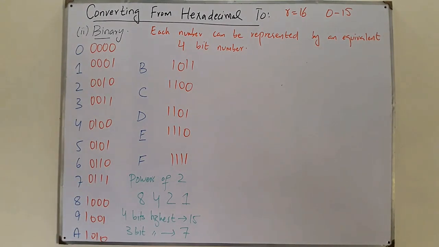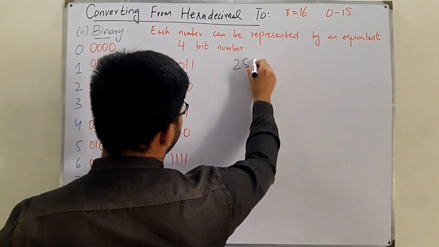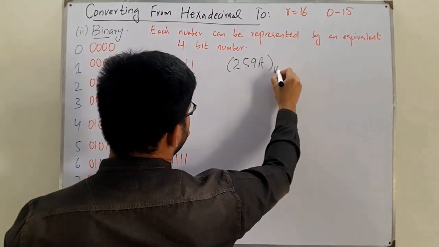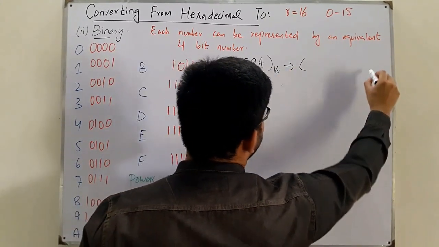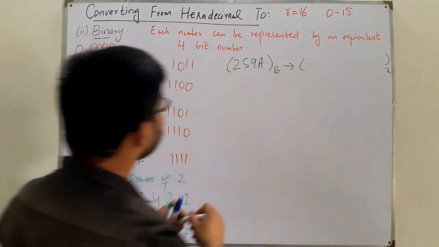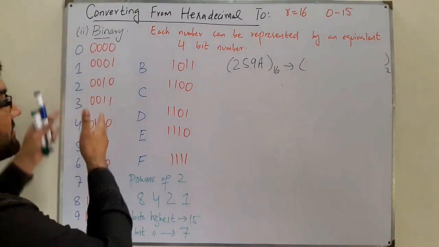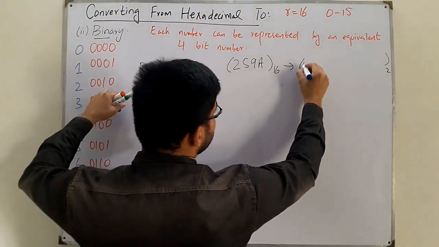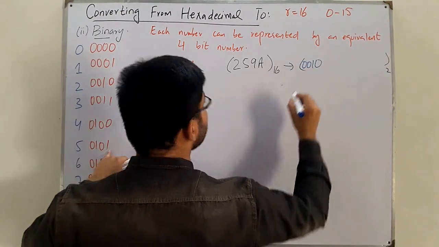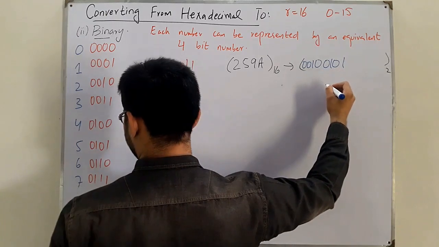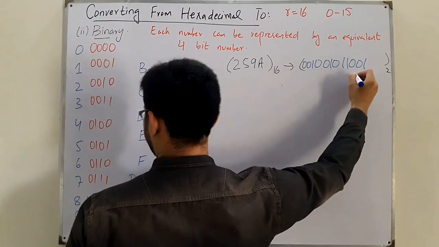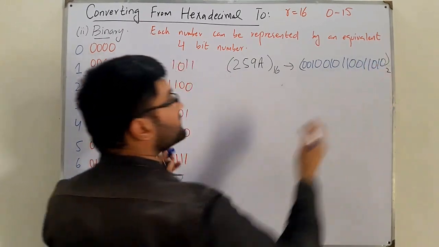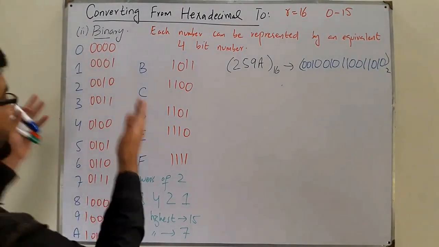Let's say we have 259A. This is in base 16, and we need it in binary. So what do we do? You write the digits' equivalents directly. The equivalent for 2 is 0010. For 5, it is 0101. For 9, it is 1001. And for 10, it is 1010. So this is simple, right? All you need to do is remember this thing.